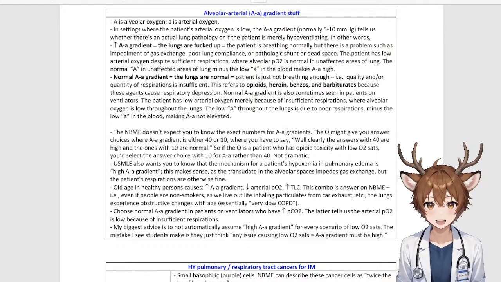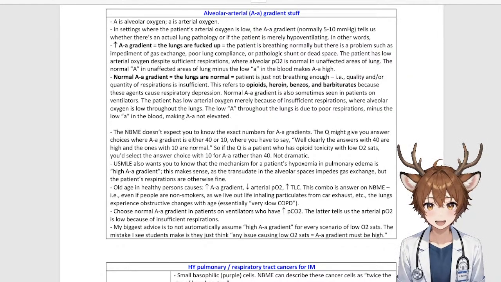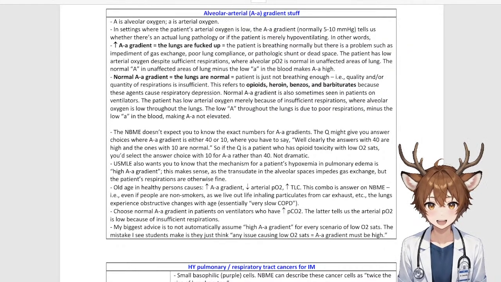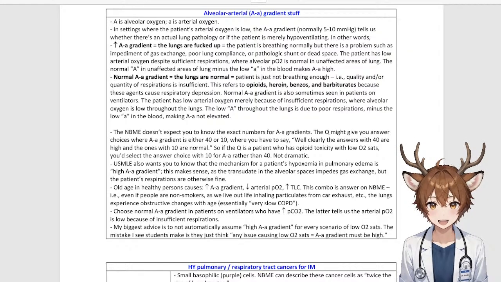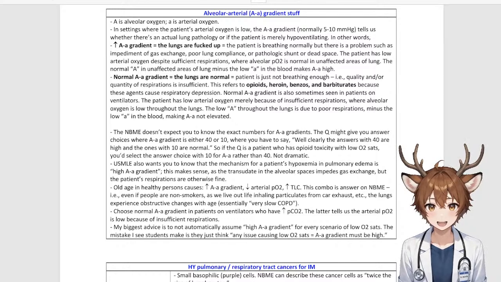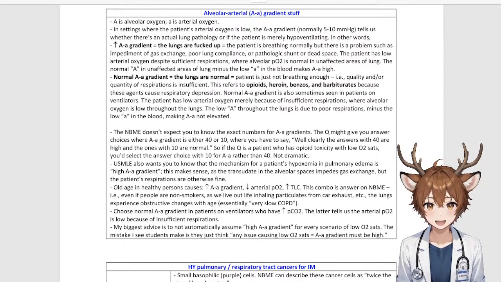The NBME doesn't expect you to know the exact numbers for the A-a gradient. The question might give you answer choices where the A-a gradient is either 40 or 10, where you have to say, well, clearly the answers with 40 are high and the ones with 10 are normal. So if the question is a patient who's had opioid toxicity and low O2 sats, you would select a choice with 10 for an A-a rather than one with 40.